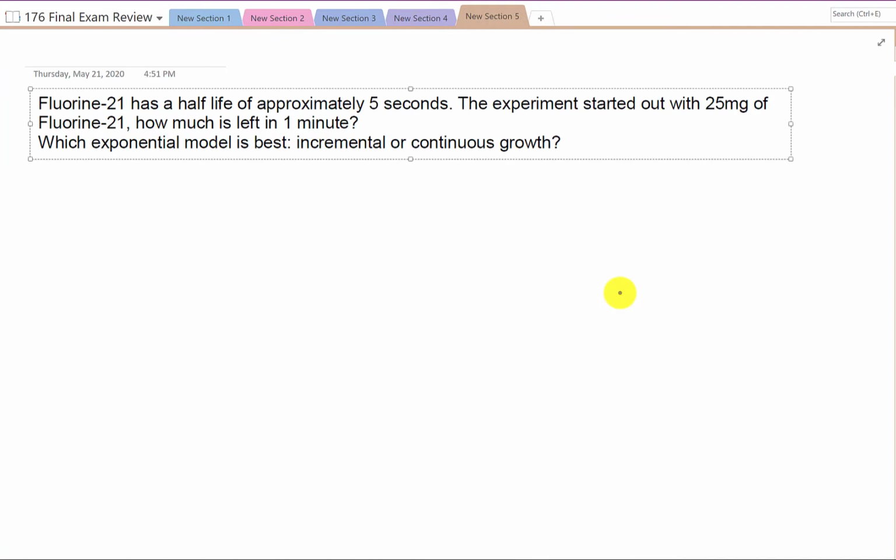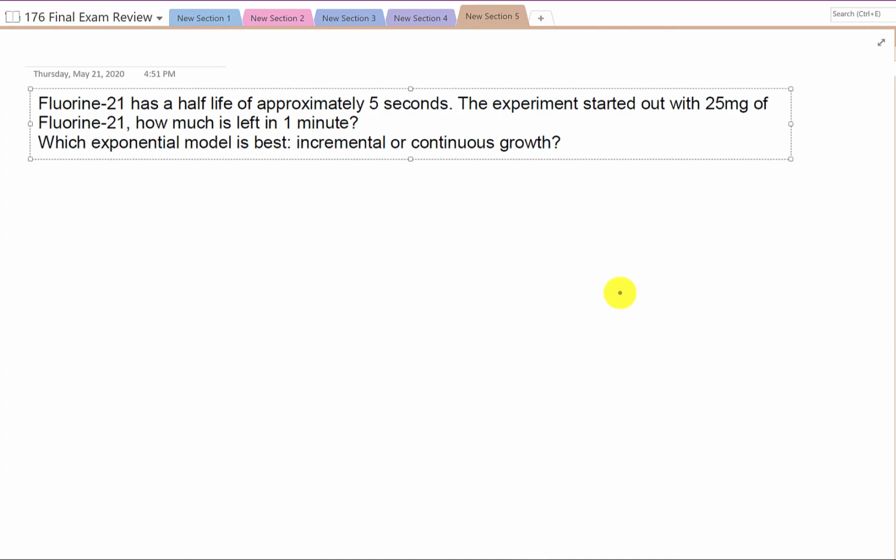Okay, one more example. Fluorine 21 has a half-life of approximately 5 seconds. The experiment started out with 25 milligrams of fluorine 21. How much is left in 1 minute? Okay, there's a question there, but there's a more important question. Which exponential model is best? The incremental model or the continuous model?